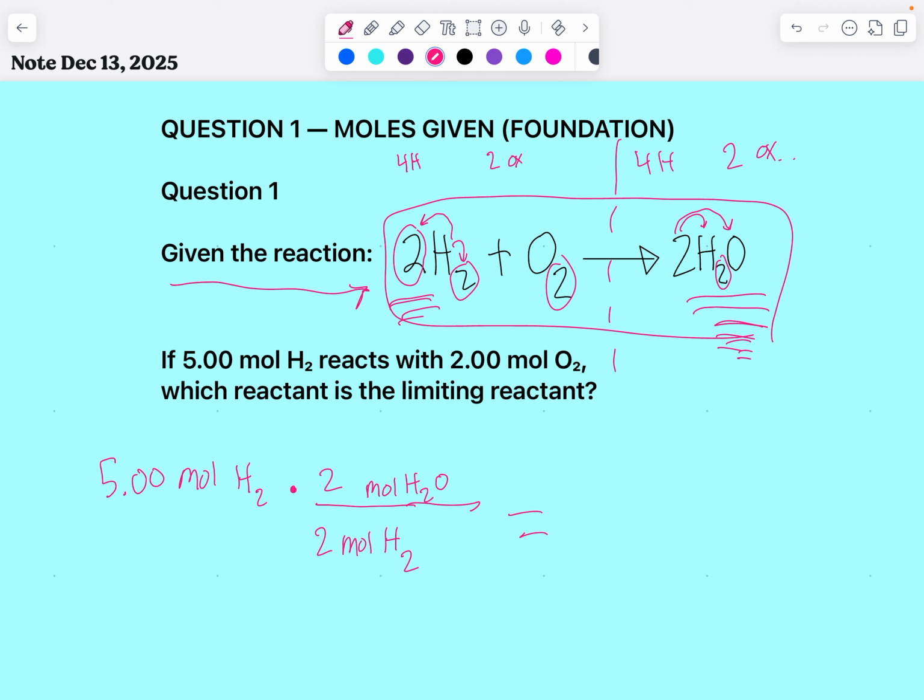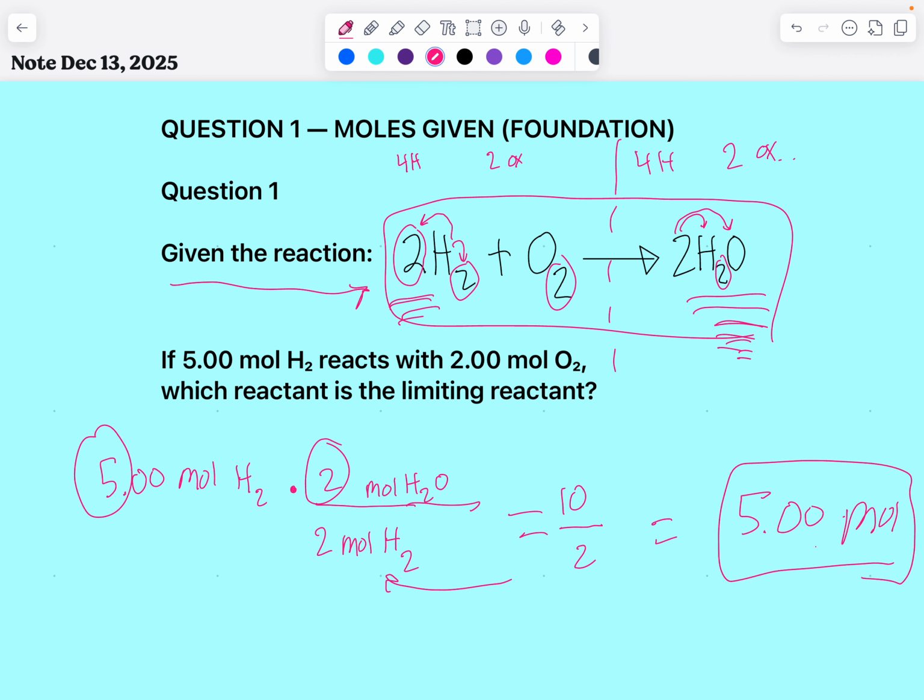What is 5 times 2? 10. What is 10 divided by 2? 5. So 5.00 moles of H2O. Notice how my units cancel out, and then I'm in the correct units, so I know I got my correct answer.